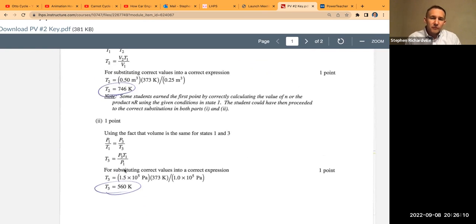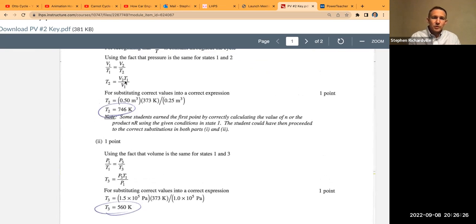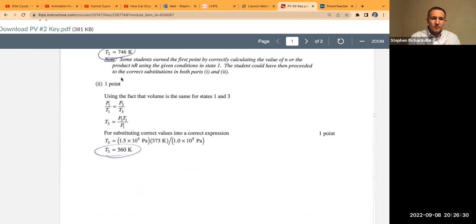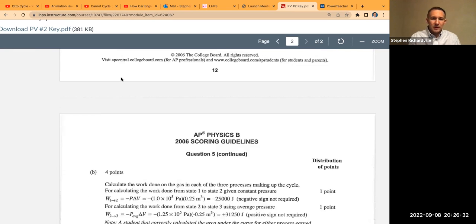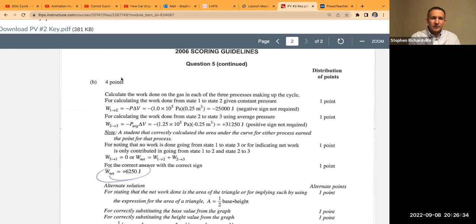Again, if you know the number of moles, you can use PV equals nRT and solve for T. PV from the graph equals nR, number of moles times 8.31, and you could actually just solve for T. Or if you know one of the temperatures, you can use your PV over T relationship, which is kind of what's happening here. Okay. All right. We can go back and talk about that if I need to.